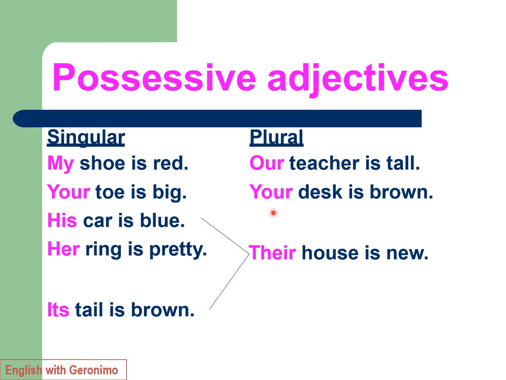Next, number 2, your desk is brown. Now your here is our possessive adjective, which describes the noun desk. And lastly, for our plural form, we have their house is new. Now their here is our possessive adjective, which describes the noun house.